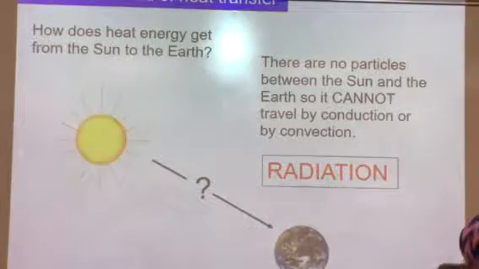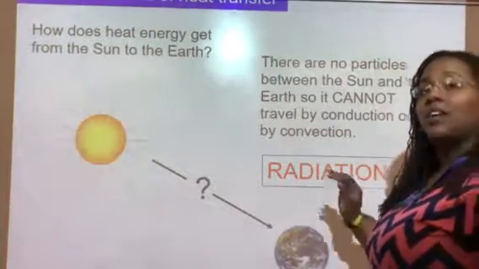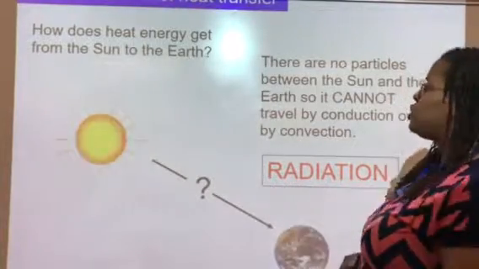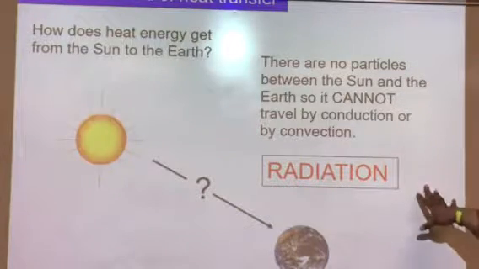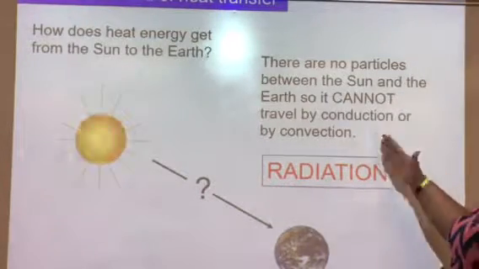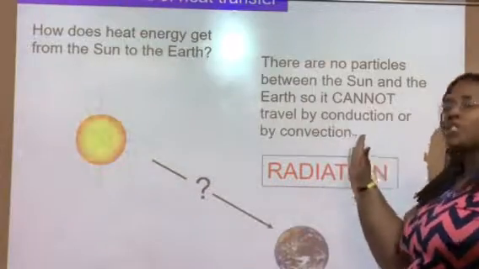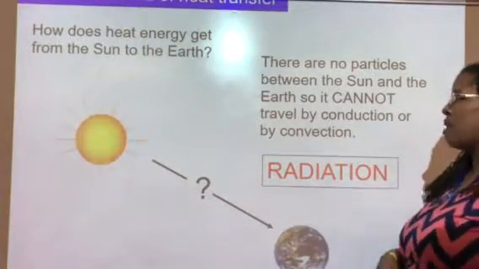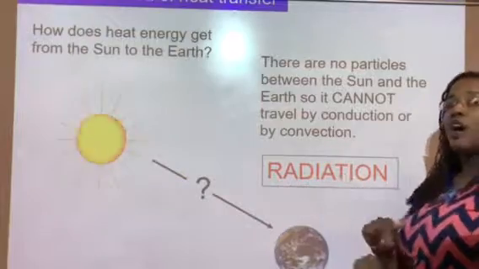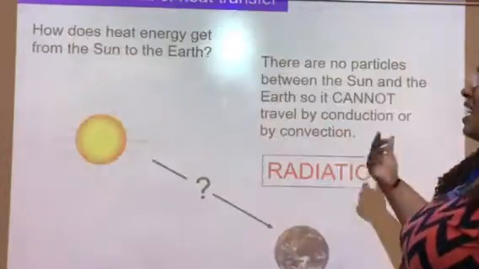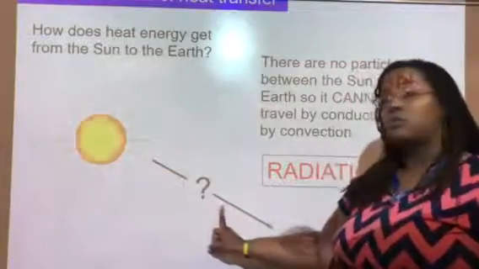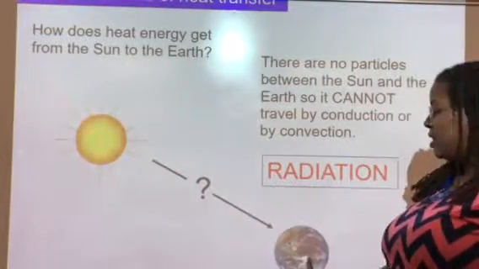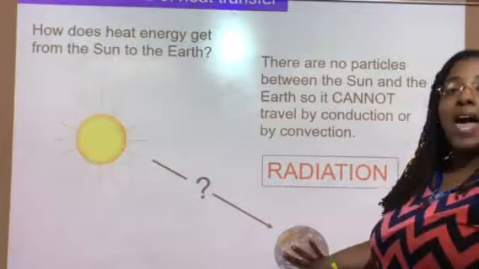How does heat energy get from the sun to the earth? And this is through radiation. It has the ability to travel. So there are no particles between the sun and the earth, so it cannot travel by conduction or convection. We have to have something to go in between or to bounce off of. Radiant energy falls in that category of not needing that in particular. So it has the ability to go from the solar system, no medium is needed, and then that energy can flow and impact the earth.